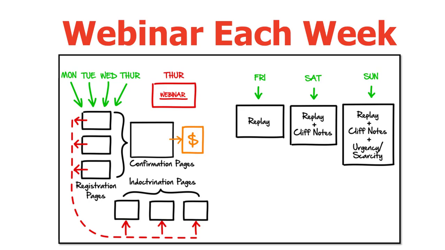But the main thing is that after the webinar, you're going to have a replay on Friday that your email autoresponder, that your marketing software, is going to send people to. And then on Saturday, you're going to have the replay plus what's called Cliff Notes. And then on Sunday, you're going to say this is going away or this offer is increasing. And then you do it again this next week.